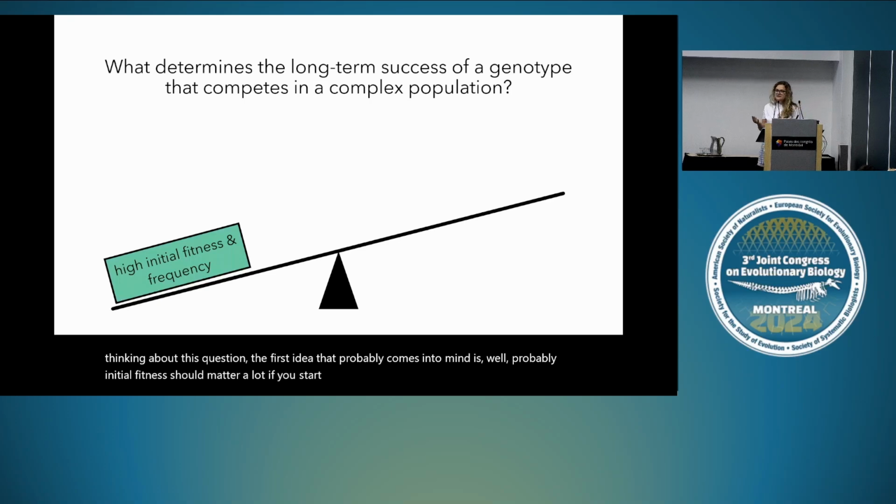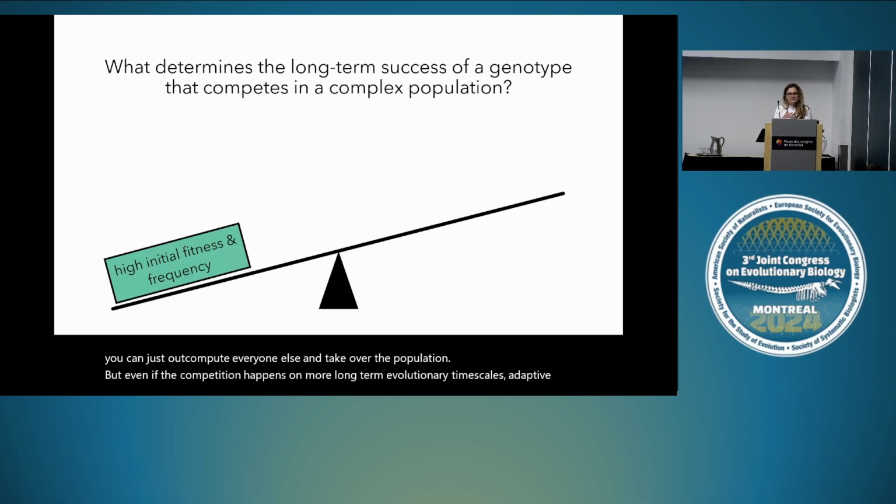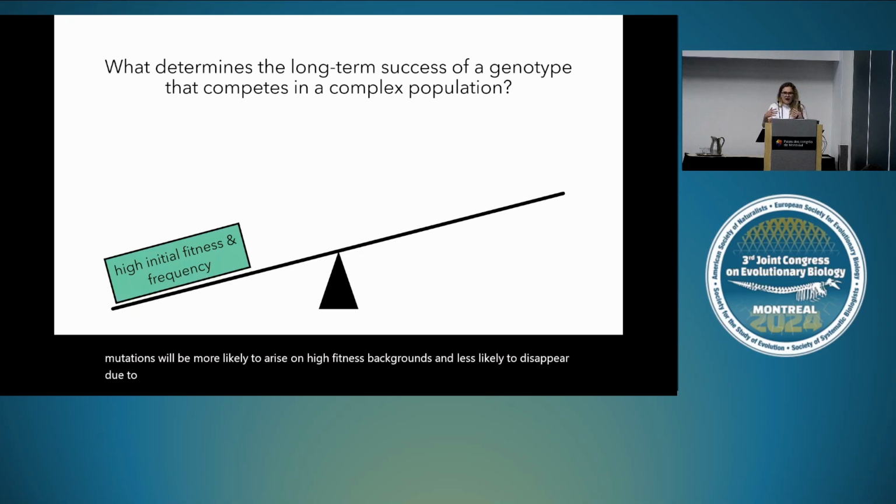high initial fitness and high initial frequency, you can just outcompete everyone else and take over the population. But even if the competition happens on more long-term evolutionary timescales, adaptive mutations will be more likely to arise on high fitness backgrounds and less likely to disappear due to drift. So high fitness genotypes should still outcompete and become so-called winners.